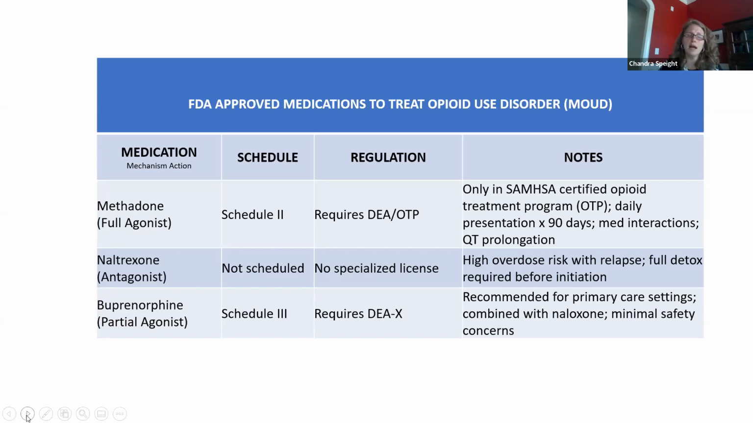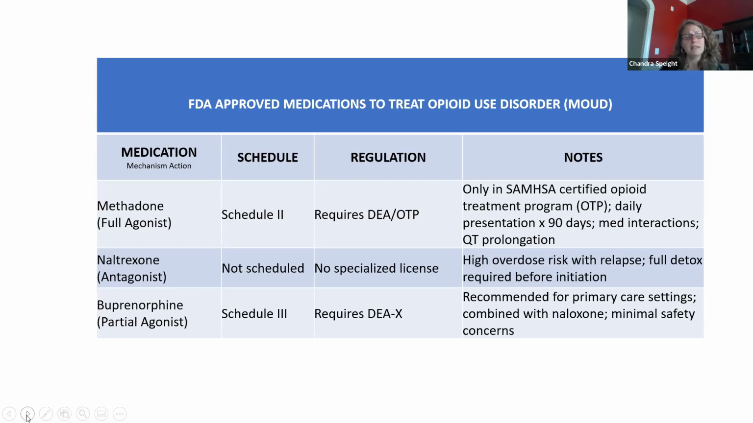There's also a number of significant medication interactions with methadone, and some folks are at risk for QT prolongation with methadone, and sometimes people will actually be referred to buprenorphine clinics because of QT prolongation. Then there's naltrexone, which is not a scheduled medication, Vivitrol, and it doesn't require any sort of specialized license. Anyone who can prescribe medications can prescribe naltrexone.